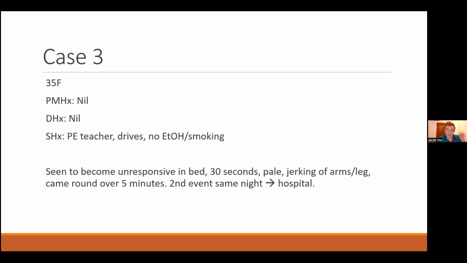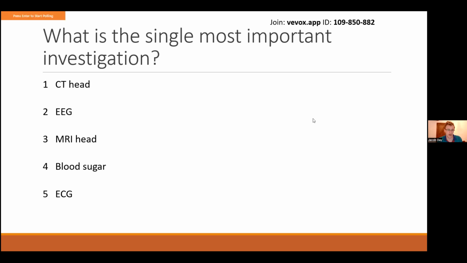And the last one, this is our well lady who'd had a couple of events overnight of being pale, unresponsive, with some jerking, and came around over 5 minutes. So, single most important investigation. CT head was far and away the winner last time.